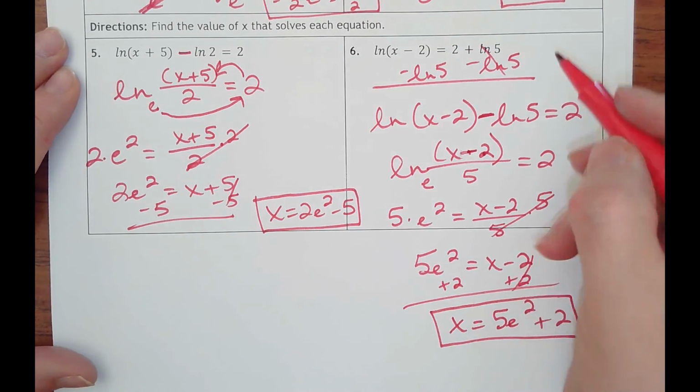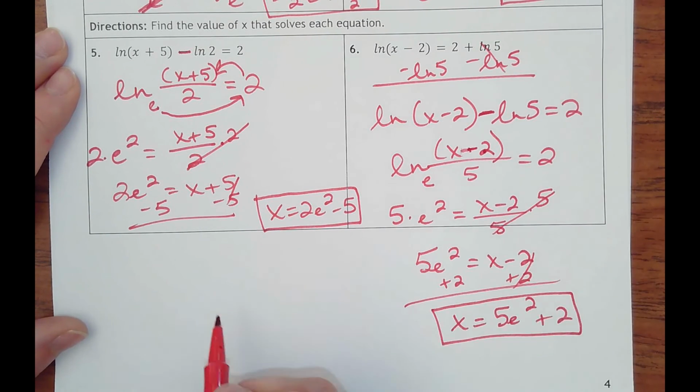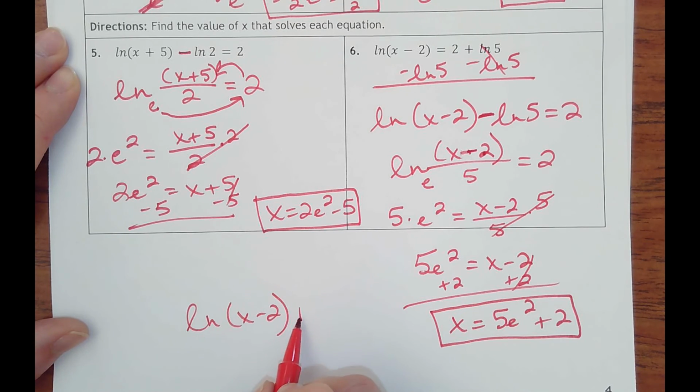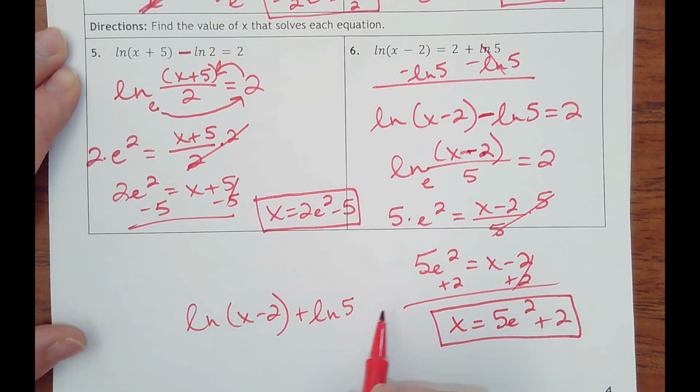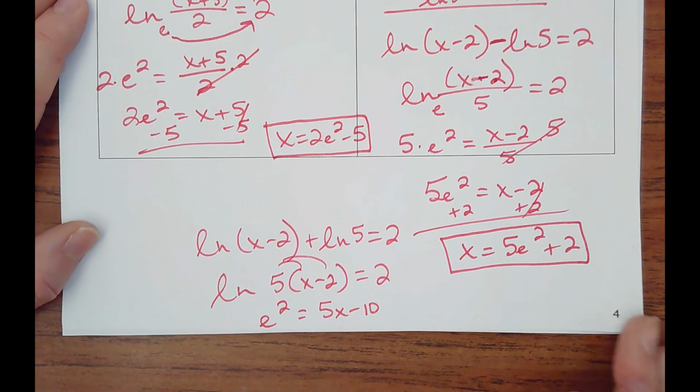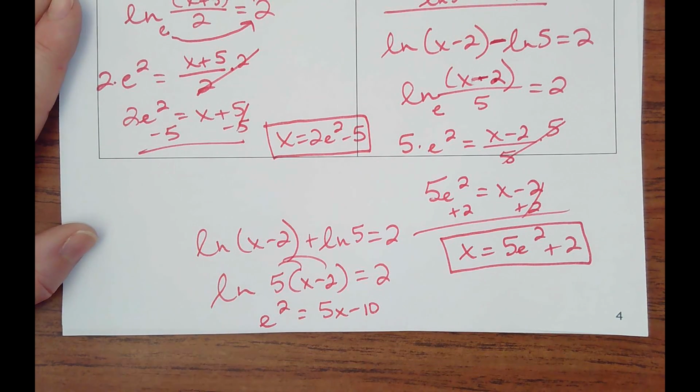If this was a minus and you would have had to add, I just want to show you real quick, plus natural log of 5 equals 2, you would be putting these together into a single log with multiplication. And so you'd be distributing that and having e squared equals 5x minus 10, add 10, divided by 5. So that's how you would do it if it was a multiplication problem.